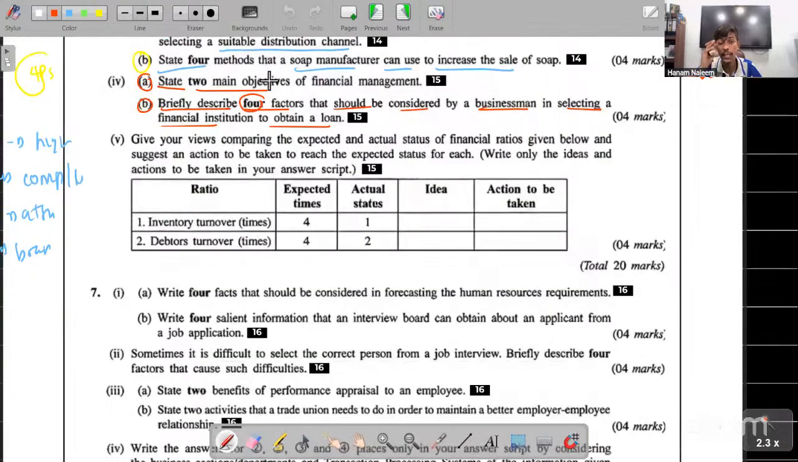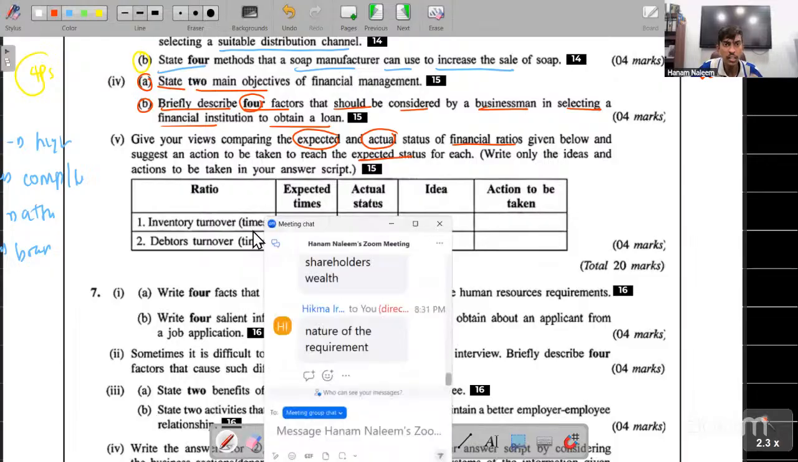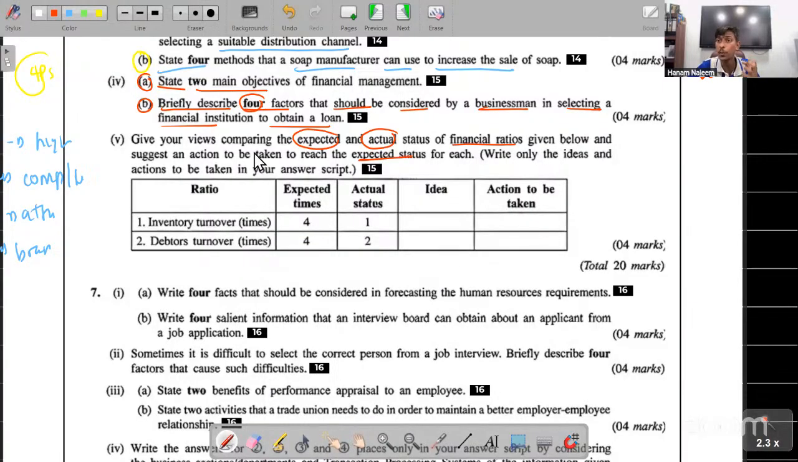Fifth question. Give your views comparing the expected and the actual status of financial ratios given below, and suggest an action to be taken to reach the expected status. Always underline the key terms. Write only the ideas and actions to be taken in your answer script. They have given you inventory turnover, which means how many times you are selling your stocks. You wanted to sell your stocks 4 times, but unfortunately you were able to sell only 1 time.